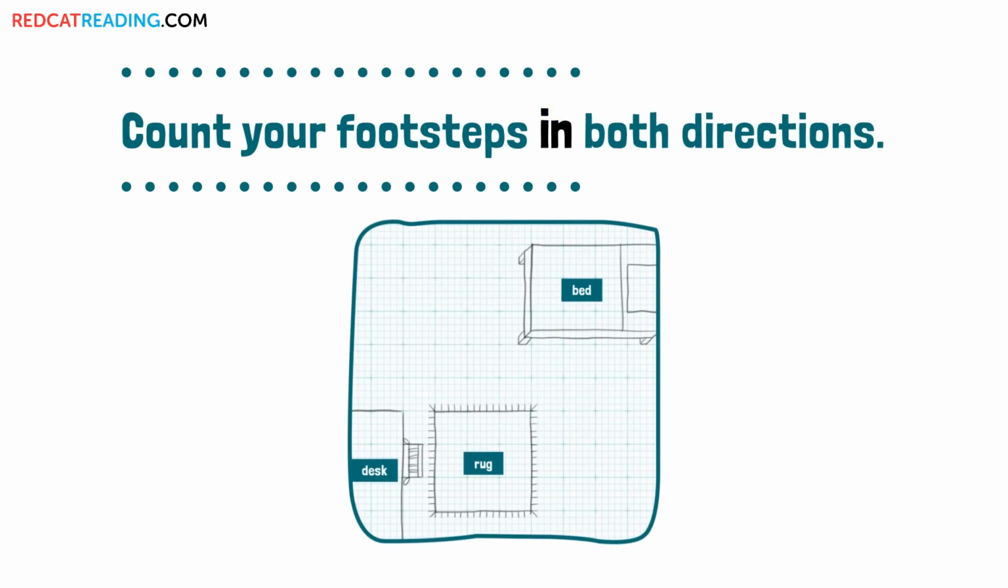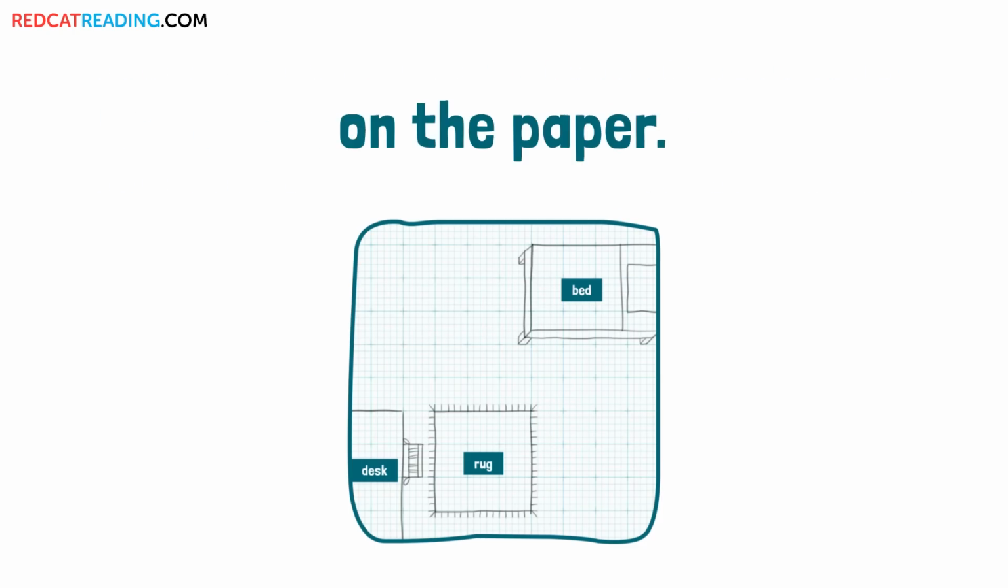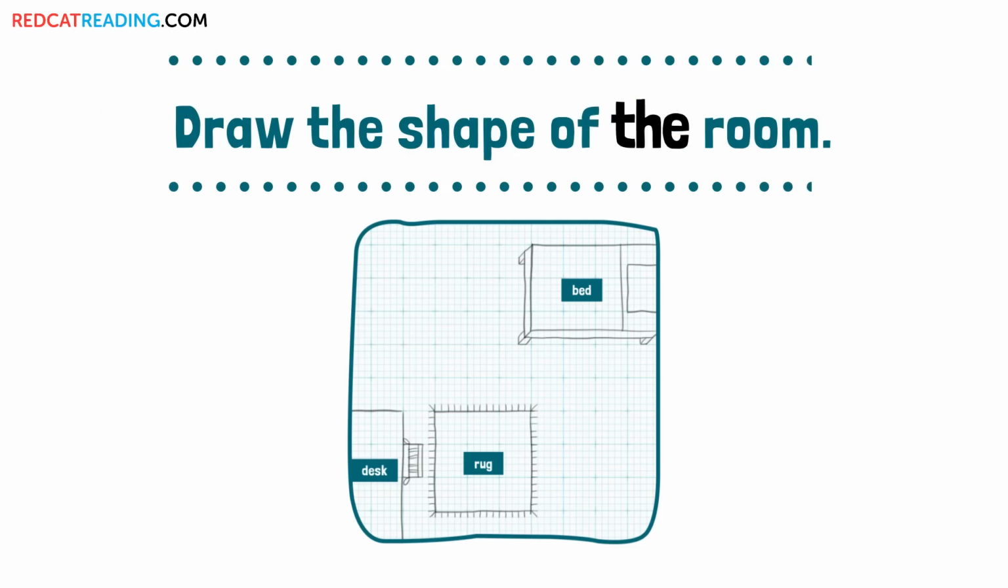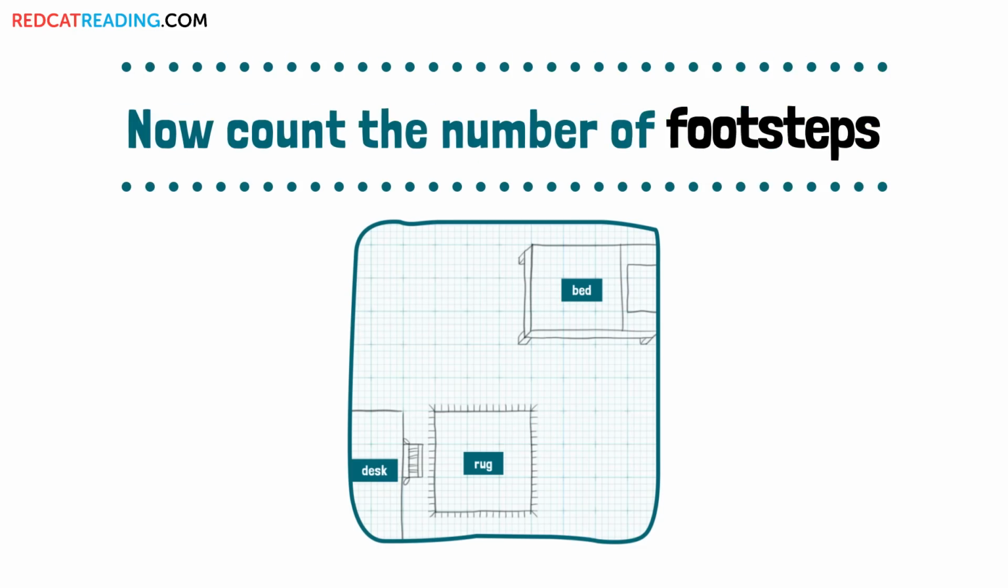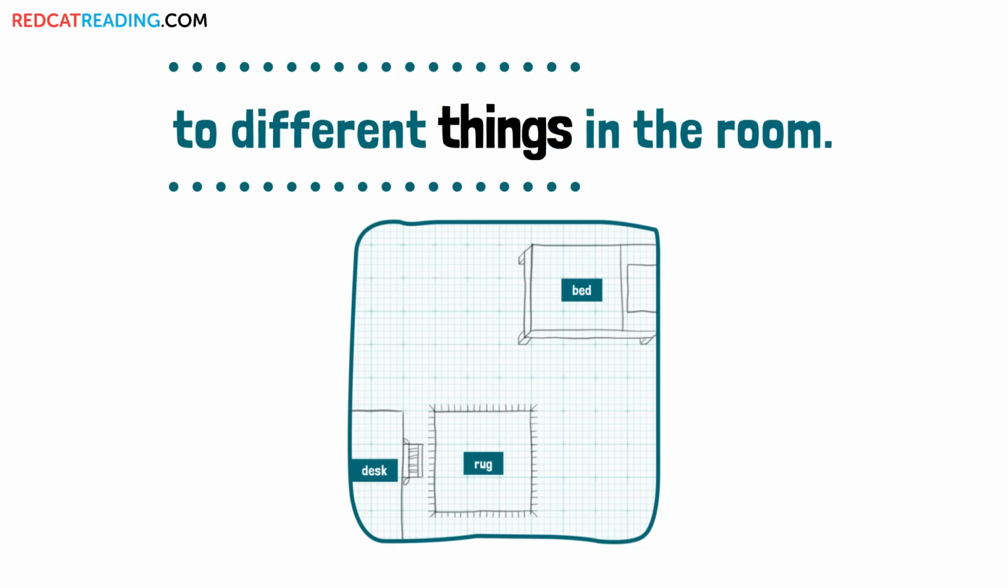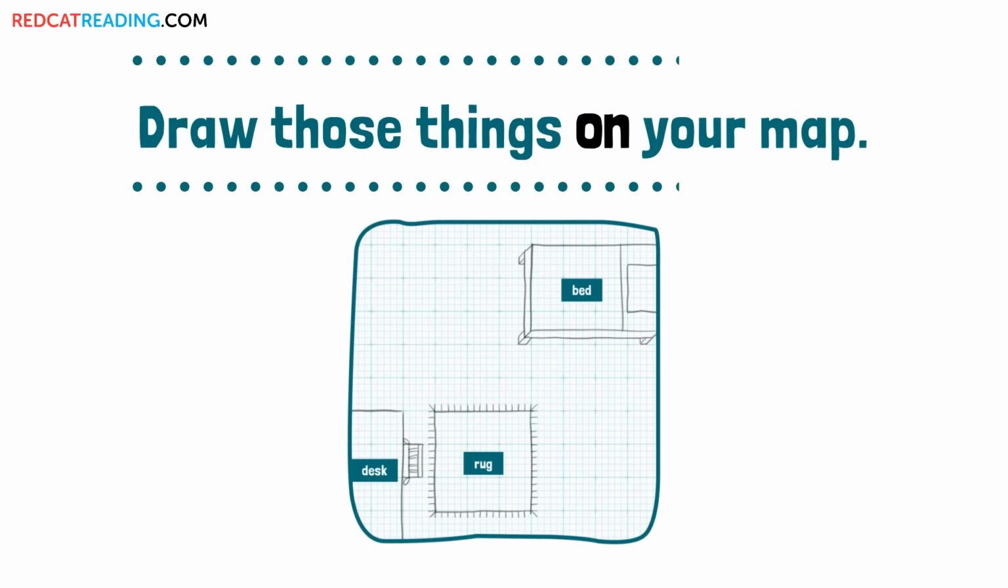Count your footsteps in both directions. Then, count the same number of squares on the paper. Draw the shape of the room. Now, count the number of footsteps to different things in the room. Draw those things on your map.